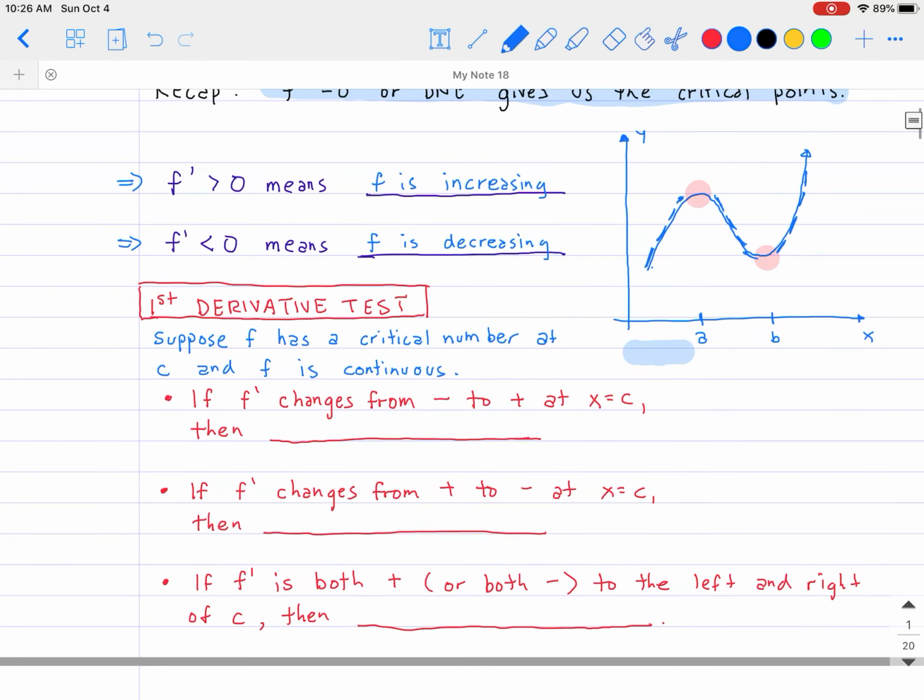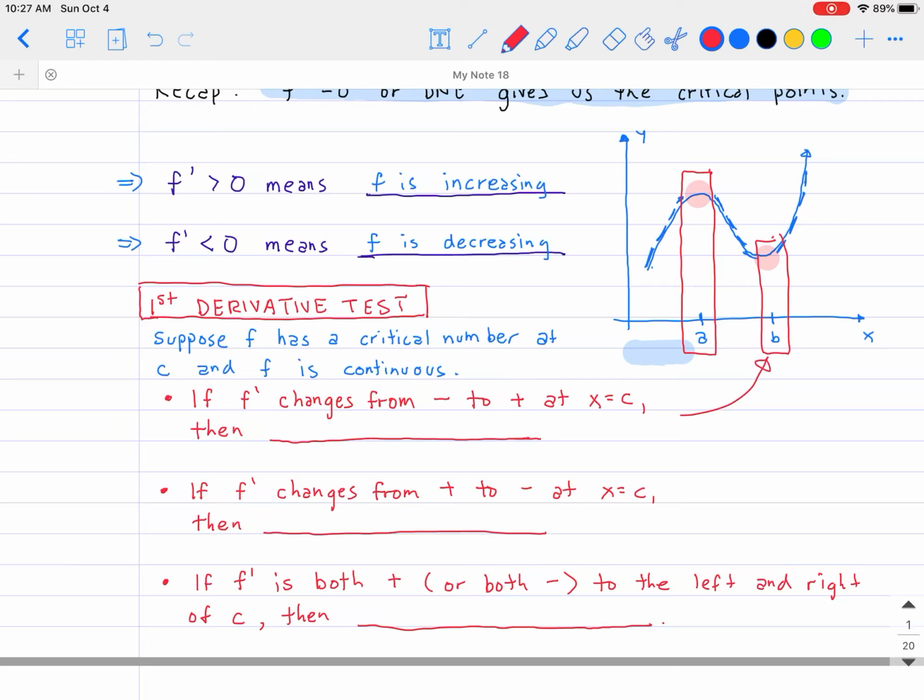So this now leads us into what is known as the first derivative test. So here's what it says. Suppose that f has a critical number at x equals c, and f is continuous. Then we say that if f prime changes from positive to negative at x equals c, then what is the conclusion? Also, if f prime is changing from negative to positive at x equals c, then what is the conclusion? So let's go ahead and draw the first illustration. Actually, we don't really need to draw it. You can actually see it over here at x equals a. That's going to be our c value.